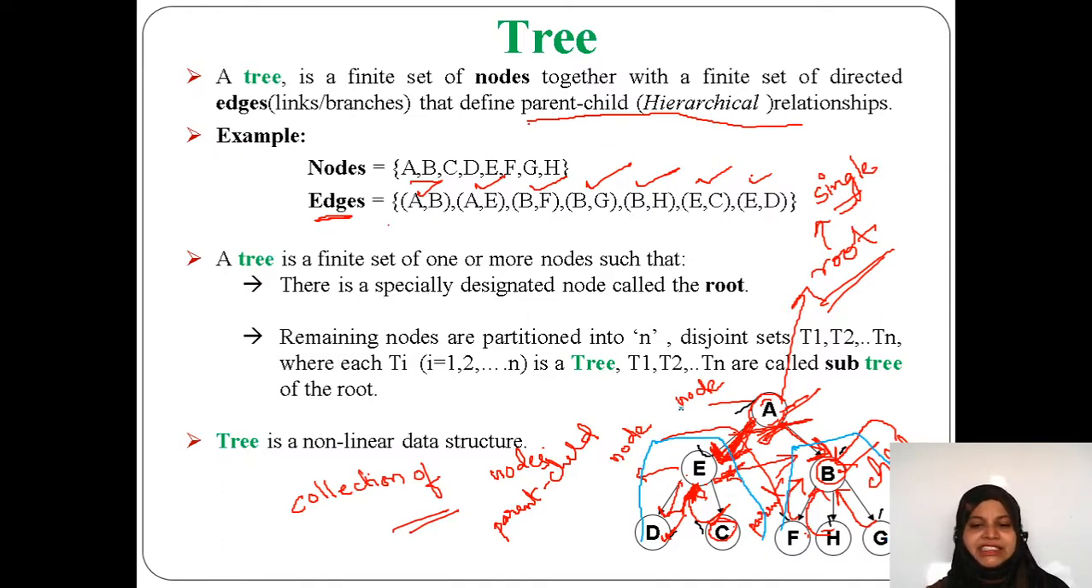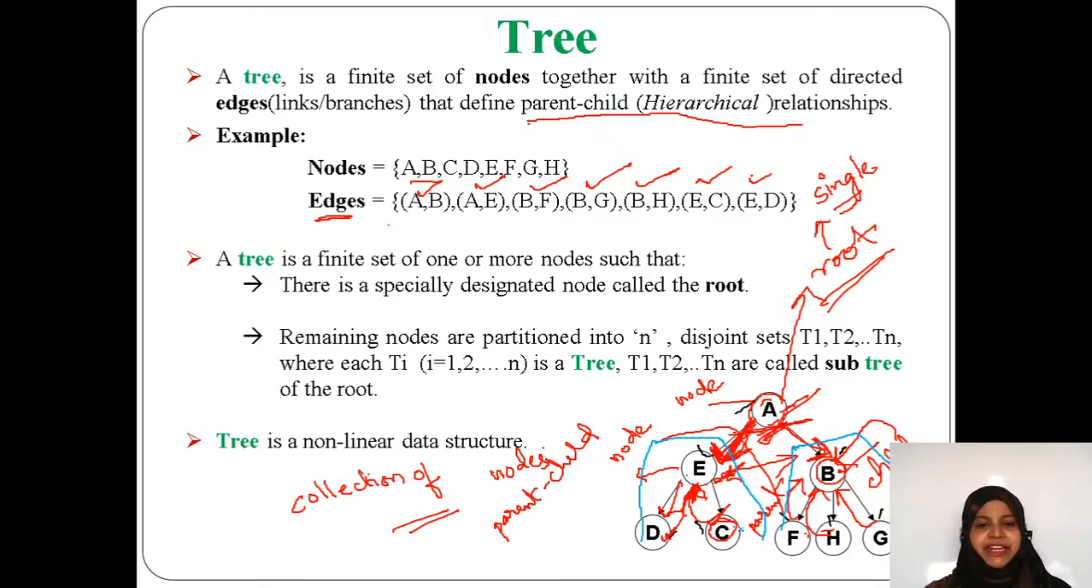Why? Because see here, is there any sequence? No. Here A is there, and the remaining nodes are going to be partitioned into E, D, C. This node is consisting of three child nodes, and this E is consisting of two child nodes. Depending upon the node capacity, your children are going to be divided, right?